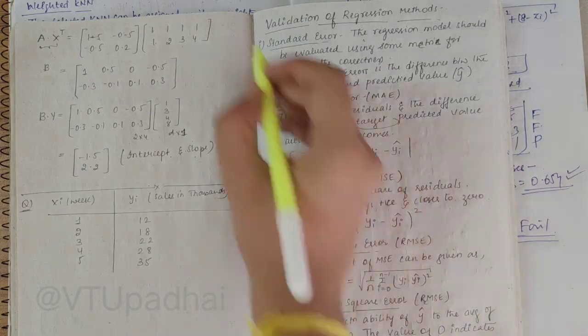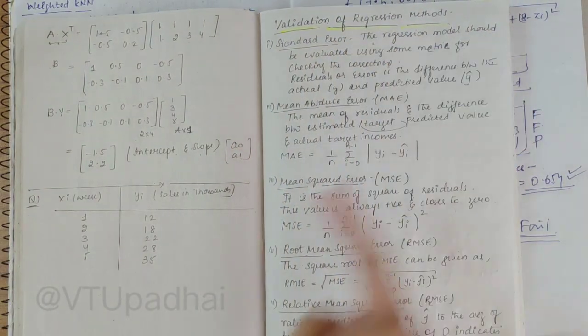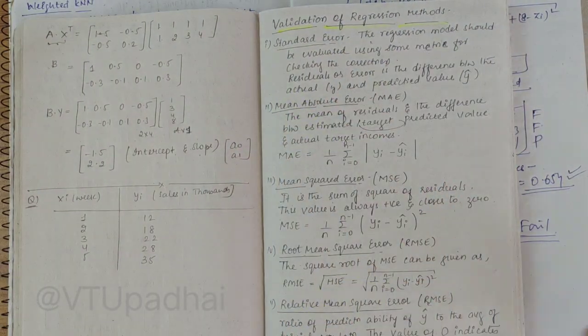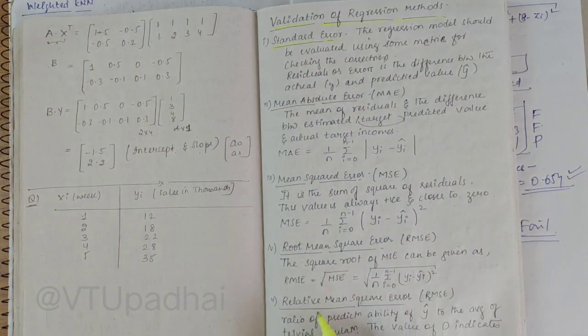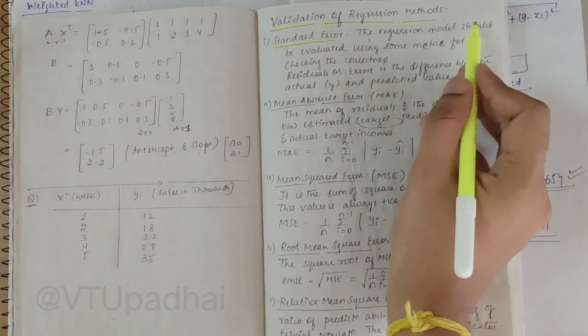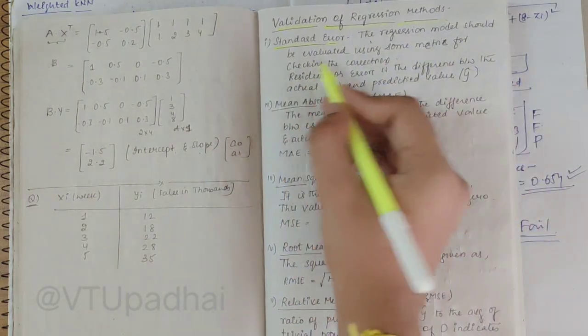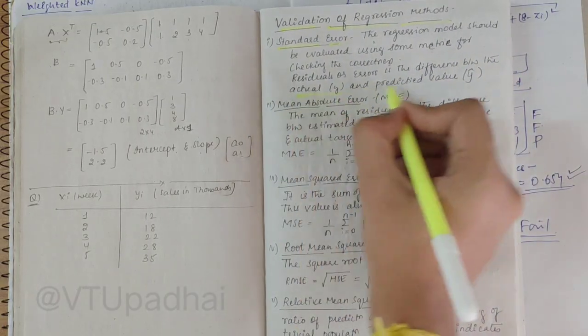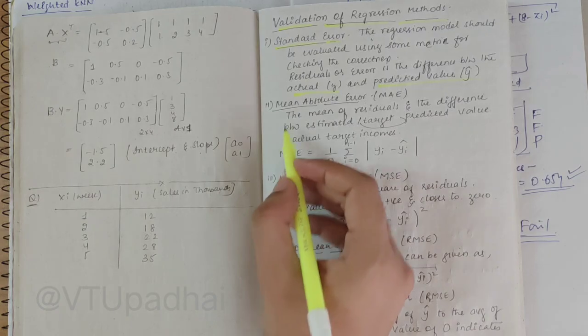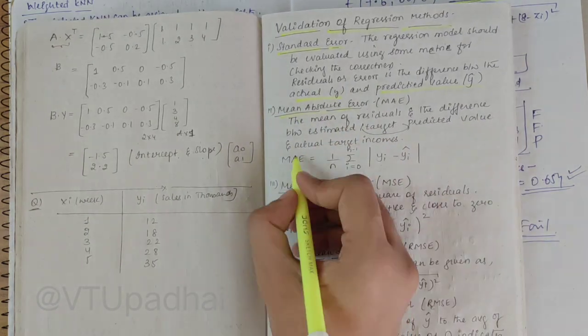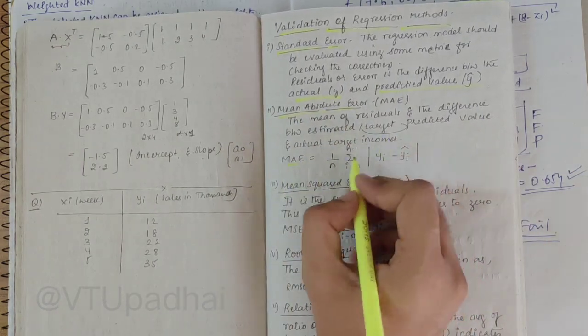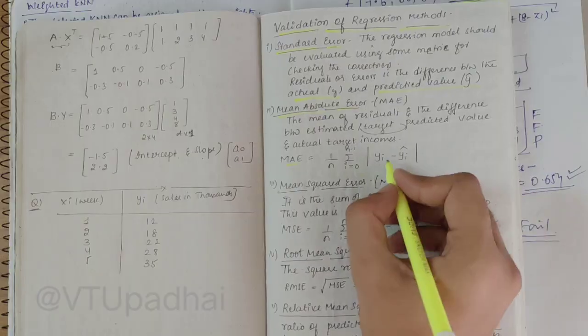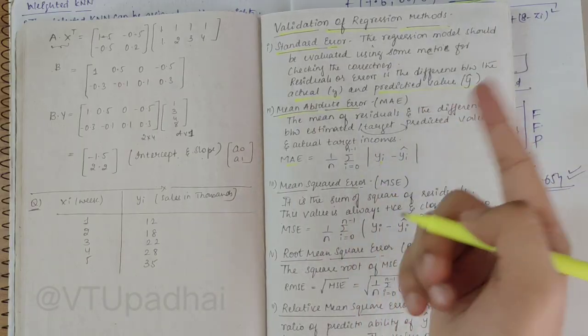Next, we have validation of regression methods. This is important because it could be asked for 4 marks or 5 marks. Firstly, we have the standard error. The regression model should be evaluated using some metric for checking the correctness. Residuals or errors are the difference between the actual y and the predicted value y cap. Then we have the mean absolute error. For mean absolute error, the formula is 1 by n, summation of i equal to 0 to n minus 1, |yi minus yi cap| in mod.